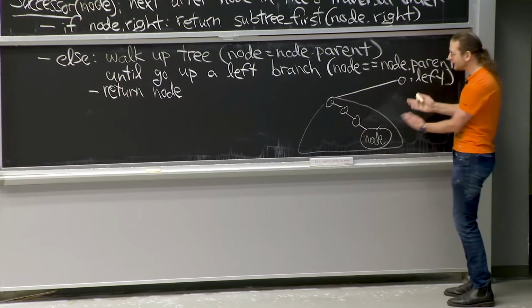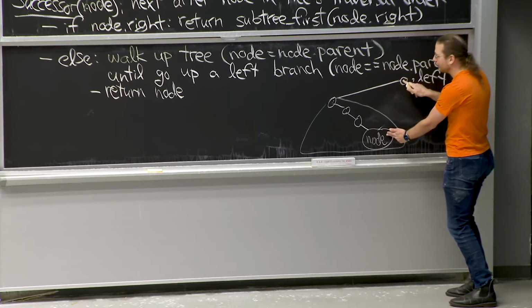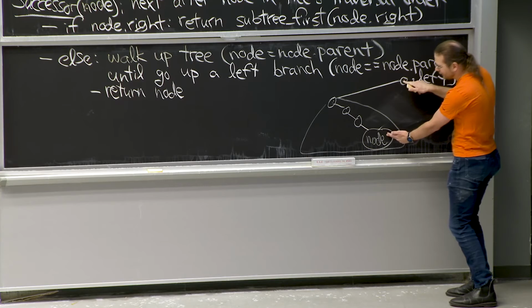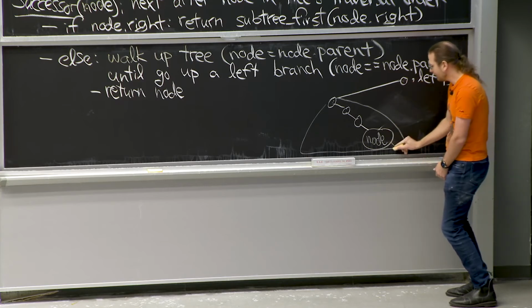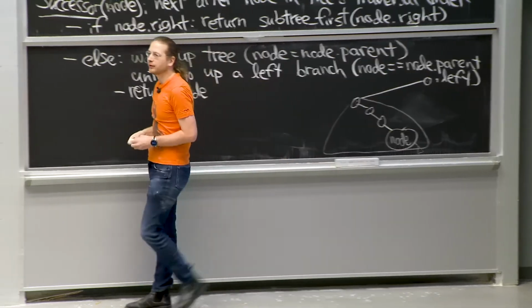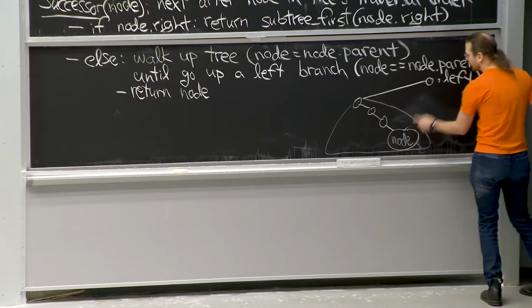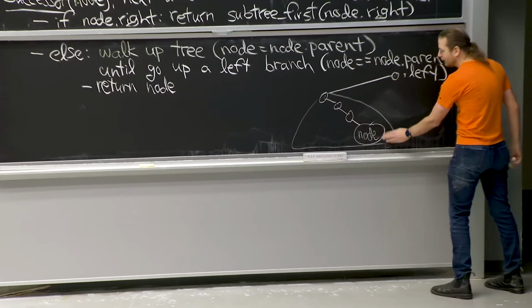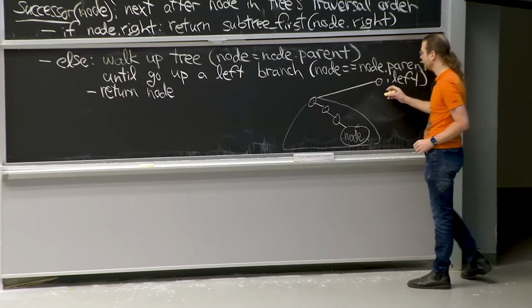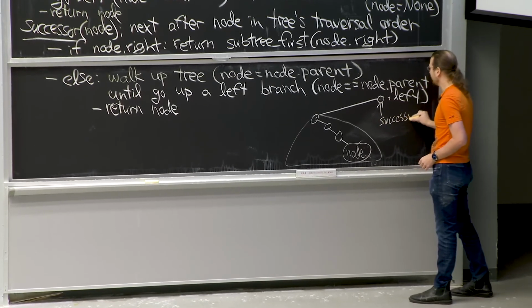And could there be anything in between node and this parent, grandparent, ancestor? Only if there was something in this subtree. And we're in the case here where there is no right subtree of our original node. So this is where all the nodes in between node and here would be, but there aren't any, and therefore this is the successor. So that's sort of the general argument why this works.